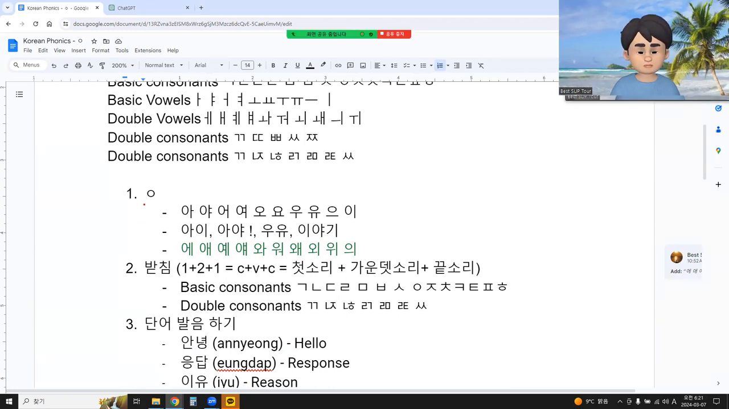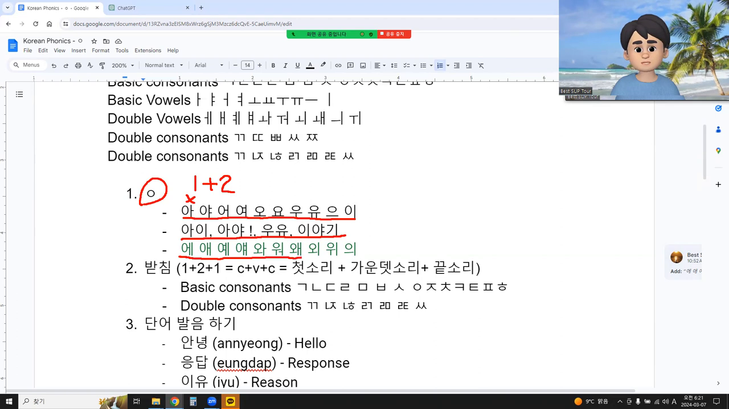Let's check out ieung. In Korean, as a first letter, ieung has no sound. No sound. We say ya, o, yo, u, yu, i. We make simple words here: ai, aya, uyu, sua, yagi. And also with double vowels: e, wa, wo, we, ui. This pronunciation is much easier. So you can start with ieung when you learn Korean phonics. Ieung is the best consonant to learn.